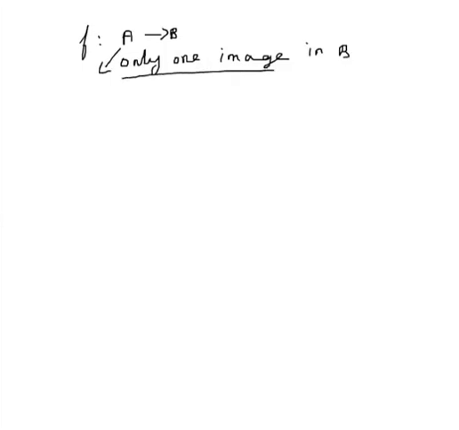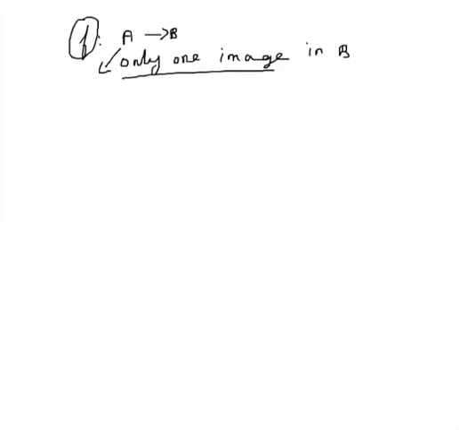Let us revise the definition of a function which you studied in 11th standard. A relation from A to B is said to be a function if every element of set A has only one image in set B. So every element of set A should have only one image in set B. If it is so, that relation becomes a function. This is the definition which we studied in 11th standard.